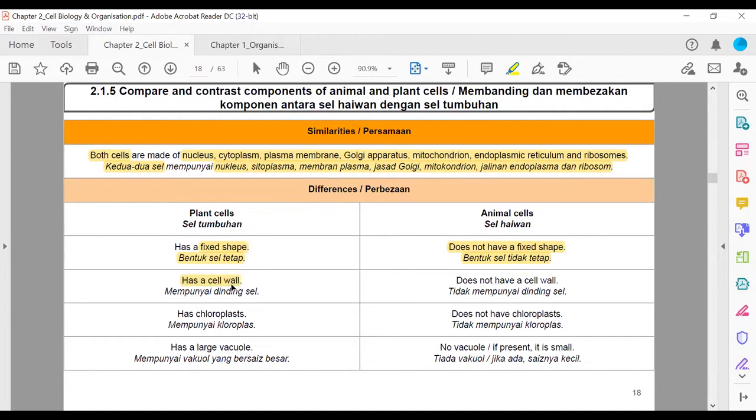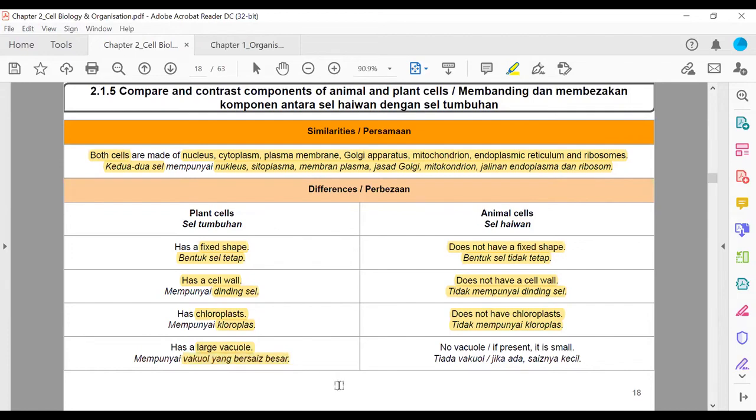Has a cell wall, mempunyai dinding sel. Does not have a cell wall, tidak mempunyai dinding sel, very easy. Has chloroplast, mempunyai chloroplast. Does not have chloroplast, tidak mempunyai chloroplast, easy right? Has a large vacuole, mempunyai vacuole yang besar seperti mana saya beritahu tadi.